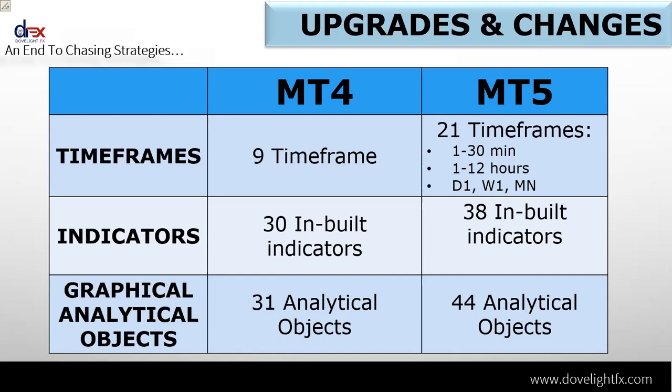We will be talking about the graphical analytical tools or objects. Before we completed the MT4, I showed you some line drawing tools. They are actually called analytical tools because they help us when we are doing our analysis. On the MT4, we do have 31 analytical tools. There's a way to bring them out. But on the MT5, we have 44 of them.